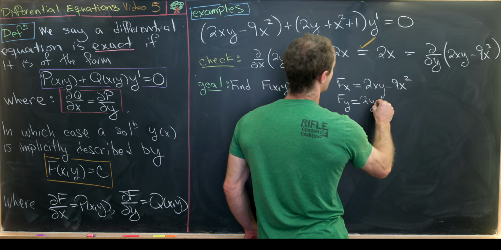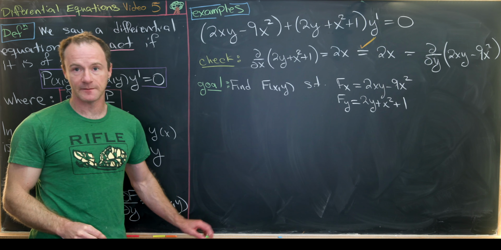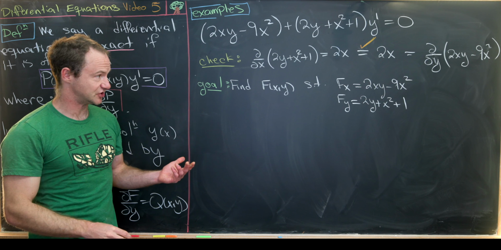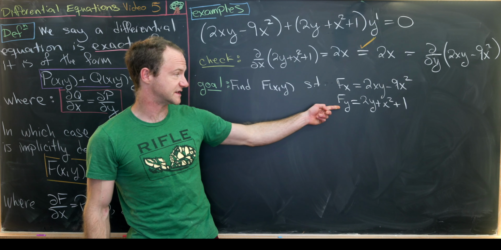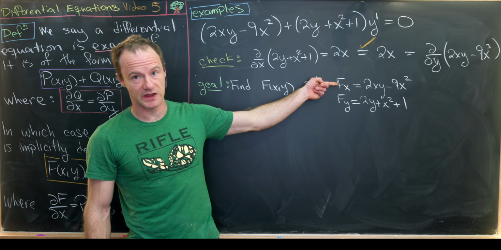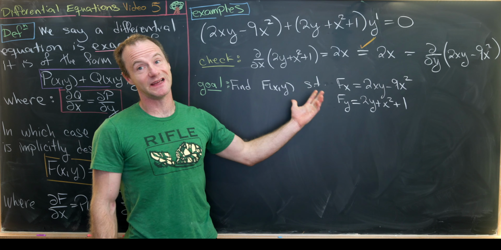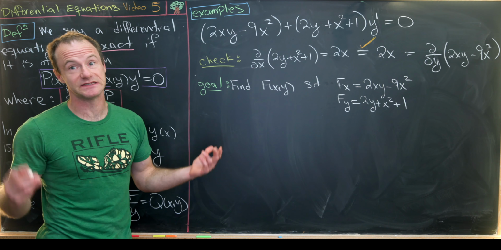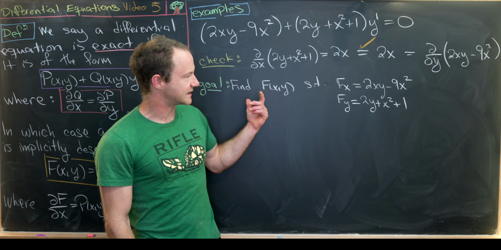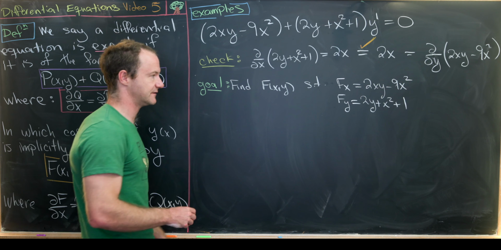So that's 2y plus x squared plus 1. Okay, and so there's two main strategies here. You can start with this partial, take the antiderivative here with respect to x, or take the antiderivative here with respect to y. It doesn't really matter. I generally just start with whichever one looks easier. But that being said, here we've just got two polynomials, so they're all about the same difficulty.